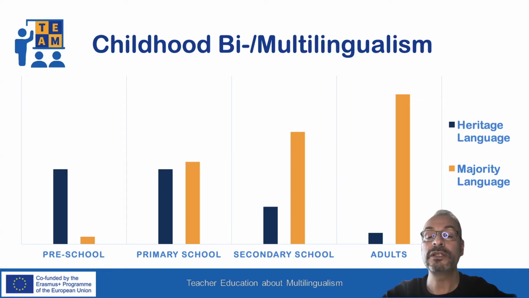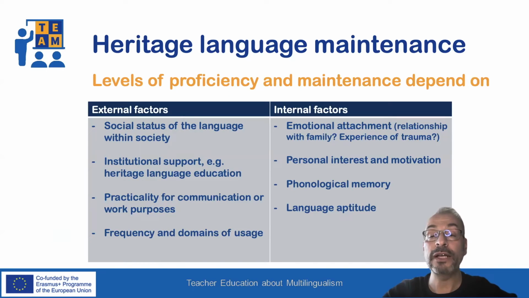What are the factors that determine their level of proficiency in the heritage language? Several factors have been identified that influence the level of proficiency and maintenance in the heritage language. These have been classified as factors that are external or internal to the individual. External factors are factors from the environment.